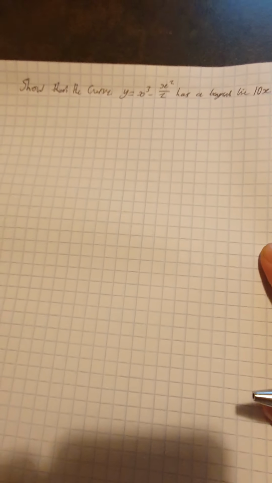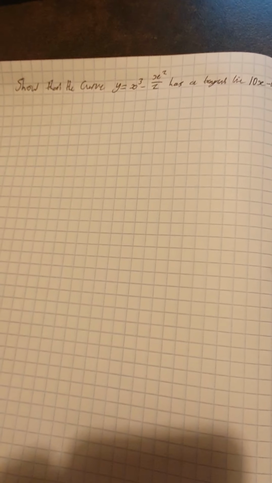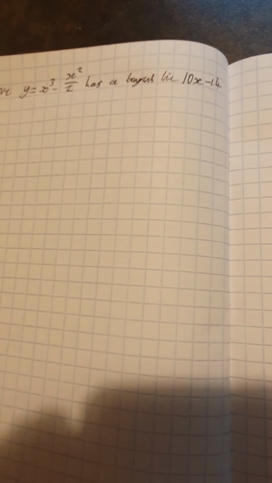Okay, so the question is question 2c in the test. Show that the curve y equals x cubed take away x squared divided by 2 has a tangent line 10x take away 14, if you can't see that.